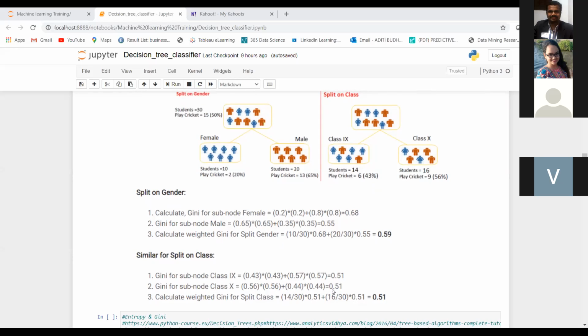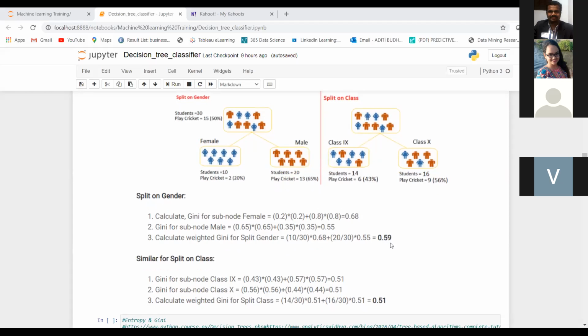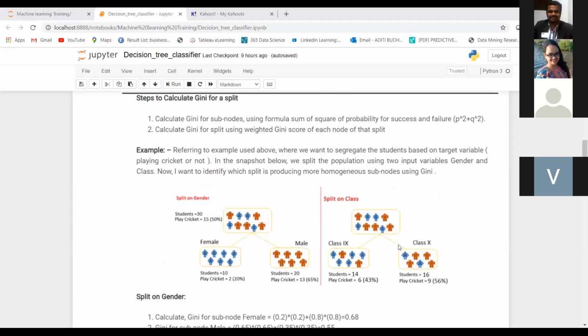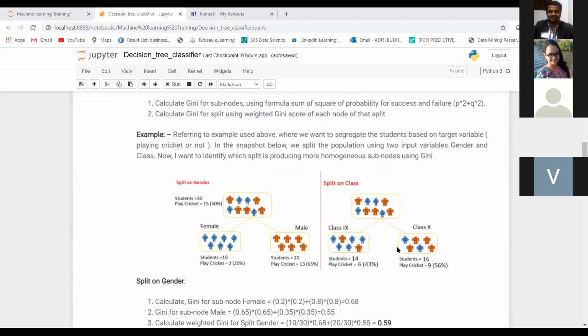Okay. And then here again we are getting 0.51, and we will take the weighted average of the probabilities, and here we are getting 0.51. So now based on the Gini parameter, we have come to know that gender is giving us a higher Gini parameter, right? 0.59 is greater than 0.51. So our model will first split on gender.